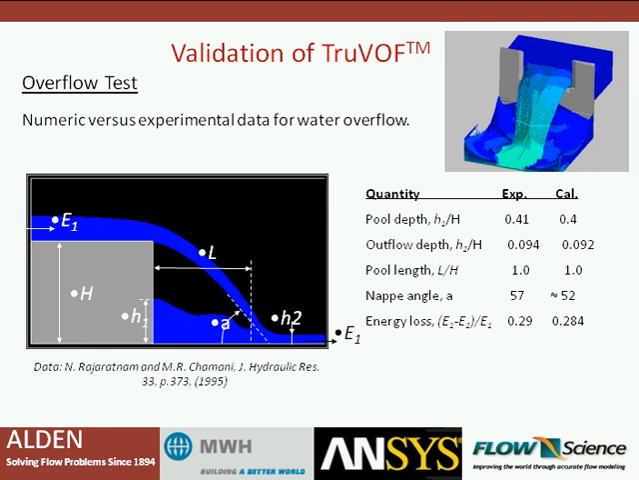Shown here is a validation of our volume of fluid technique. What we're looking at are a number of components that correlate well. I won't go into the numbers, but I'll explain each quantity to some level. We're looking at the pool depth against the overall overflow wall. We're looking at the outflow depth at the domain boundaries at the far extents. Then we look at the pool length, which is important. It's the impingement point of the water overflowing into the pool at the base. We look at the nappe angle, which is the approach angle of the water at the impingement point.